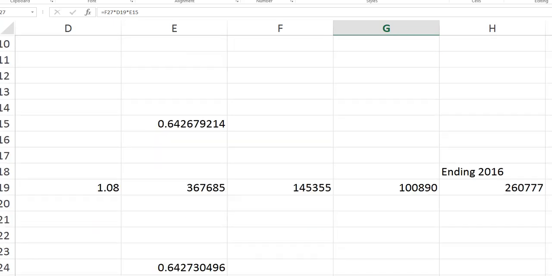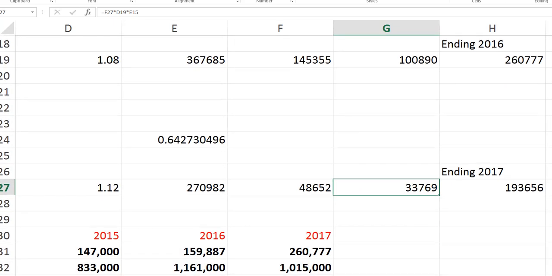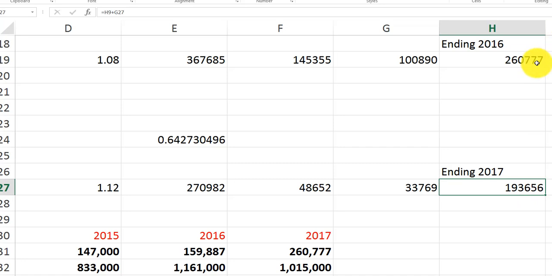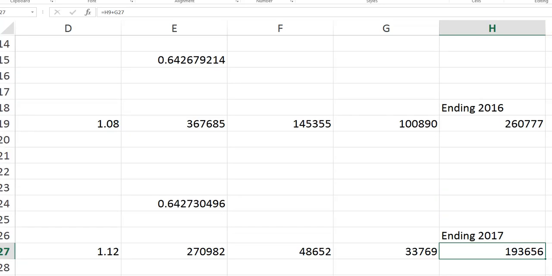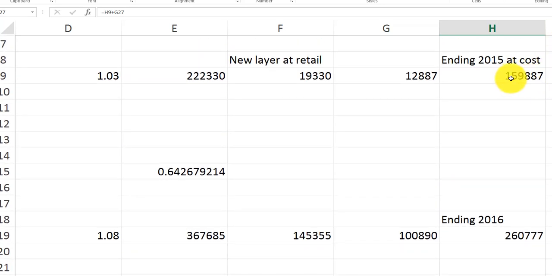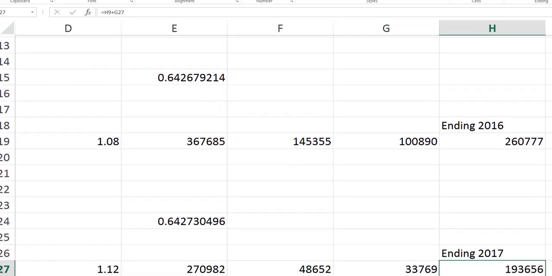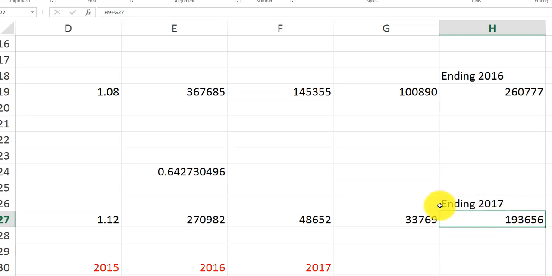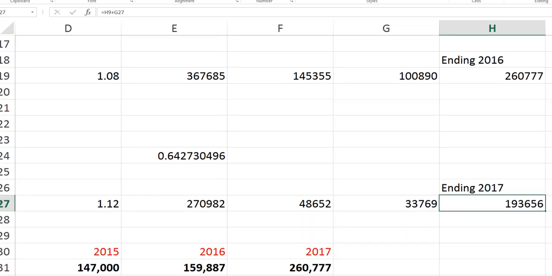So we peeled off, had a LIFO liquidation, no new layer. So we used a different cost percentage. Now, our cost percentages are pretty close, so it didn't make a huge difference. But then we add it not to this number, but to the number before that, for 2015. So there's actually no 2017 layer. This is actually a 2016 layer.